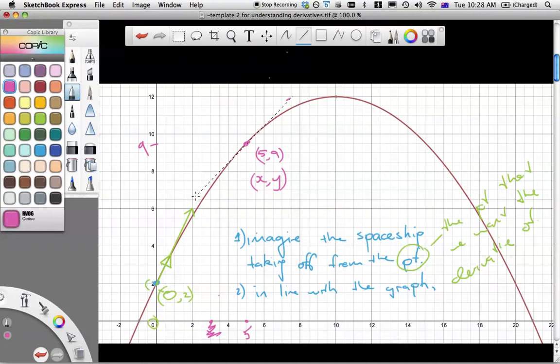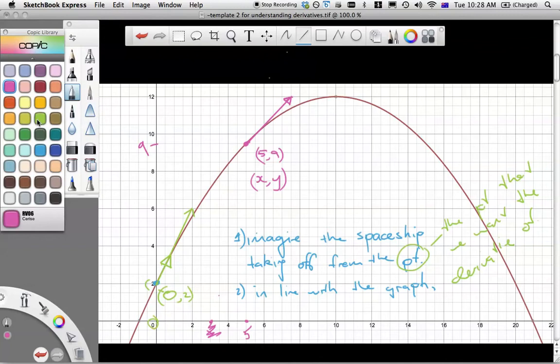Something like that. If it was passing through exactly that point, a bit high. Yep, so that's in line, but the spaceship has to be taking off from this point. So we're just going to go like this, right? And so it's taking off like that. Taking off from the point in line with the graph.